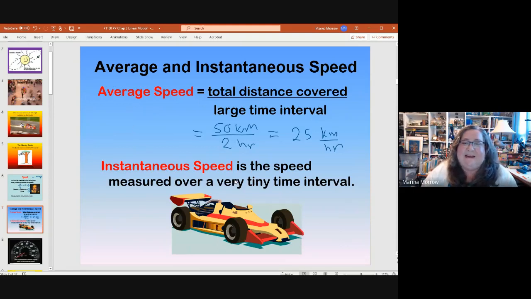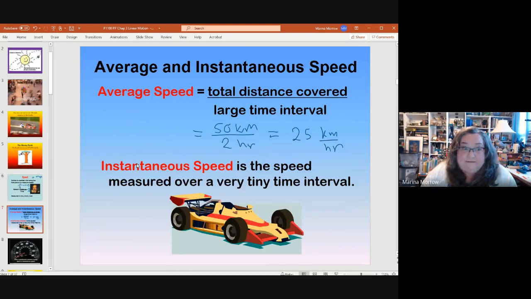But instantaneous speed is trying to get at the meat of what the speed is right now. So you measure it over a tiny time interval. That might be 2 seconds, it might be 1 second, it might be 1/10 of a second. But the idea is that you want to get the speed right then, before it changes.